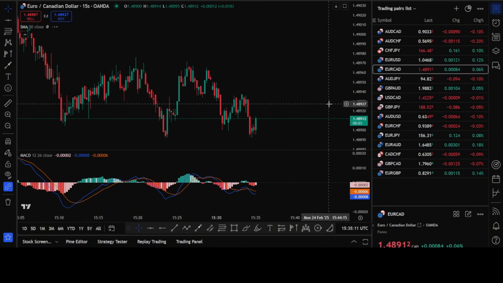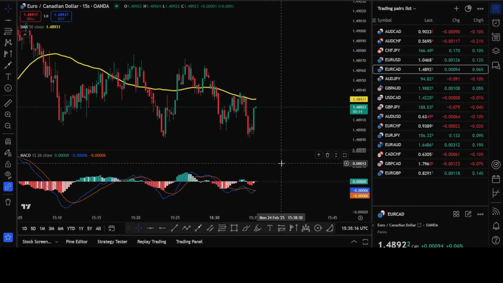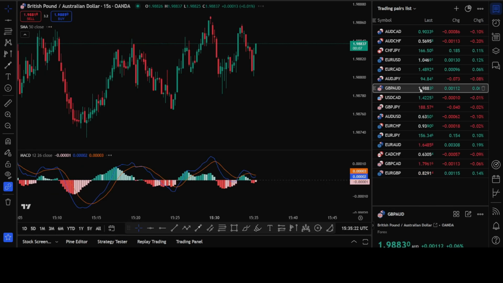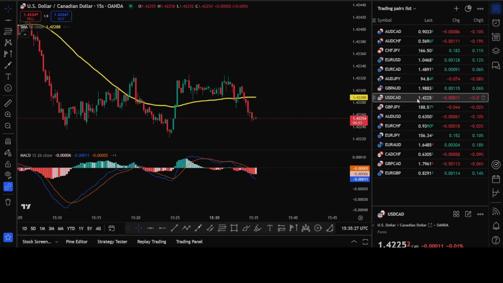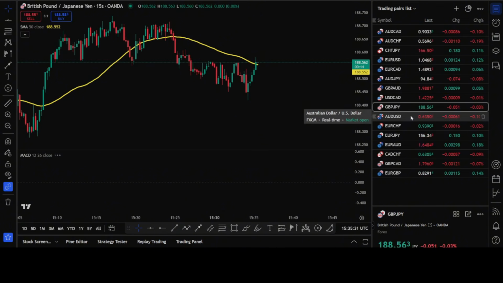On the right, we see quotes from other currency pairs. AUD/CAD shows a slight drop, minus 0.10%, but overall, the asset is trading in a narrow range. If other AUD pairs show weakness, it could increase pressure on AUD/CAD.